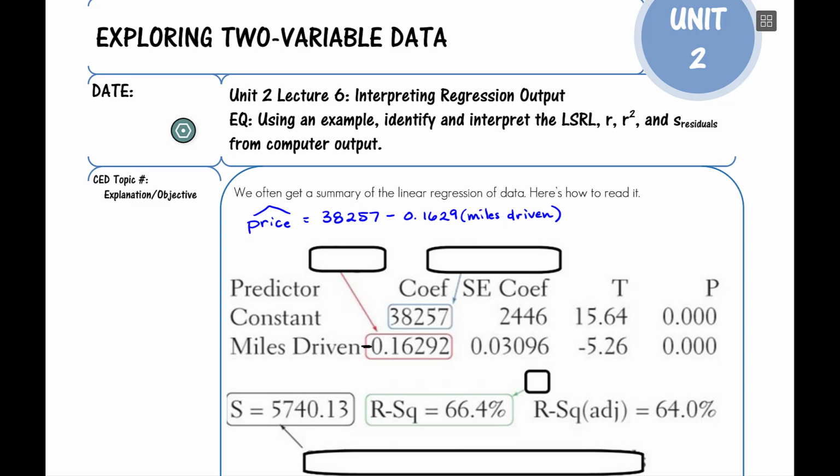Hey everybody, this is our final lecture in unit number 2. We are using an example to identify and interpret the least squares regression line, the correlation coefficient, r squared, the coefficient of determination, and the standard deviation of residuals from computer output, or otherwise known as regression output. And that's exactly what we have here.